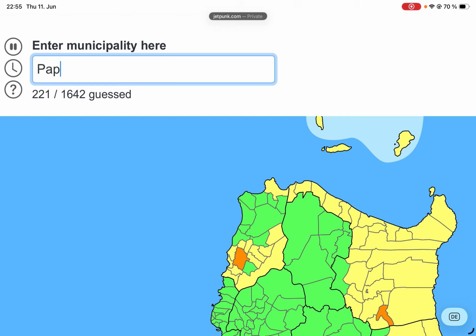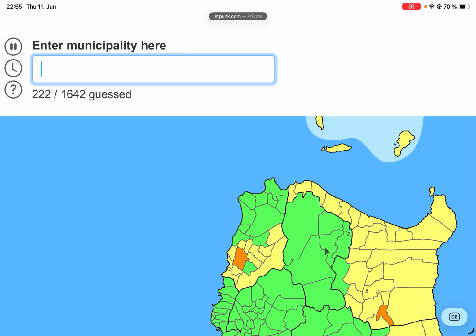We have, what is it called? Paluput or something. Paluput. Palud. Pagudpud, maybe.